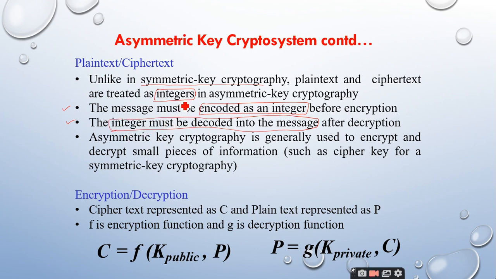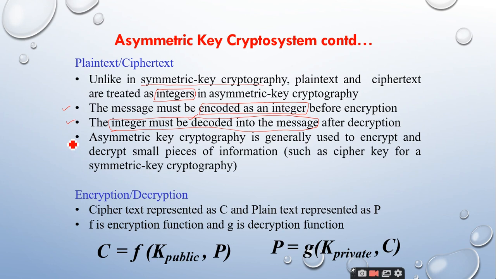Remember that asymmetric key cryptography always depends on numbers. So if you have any textual data, you encode it into integers at the sender side before encryption, and at the receiving side, after decryption, you have to perform an extra step called decoding, where you convert the integers into messages. Right? Clear?